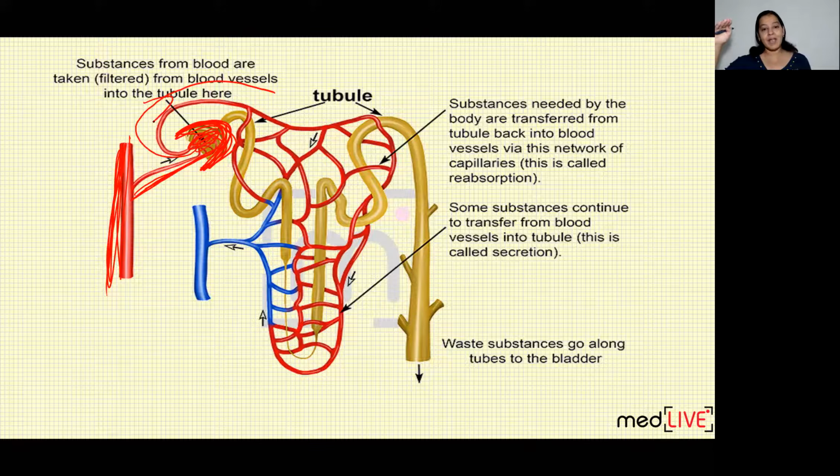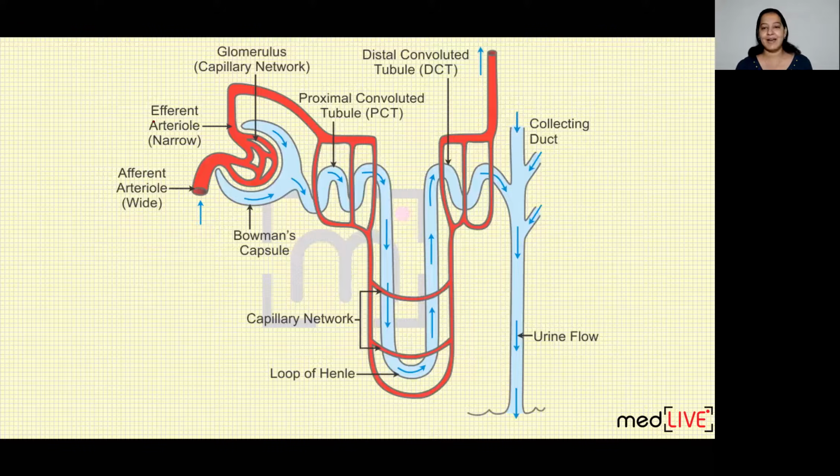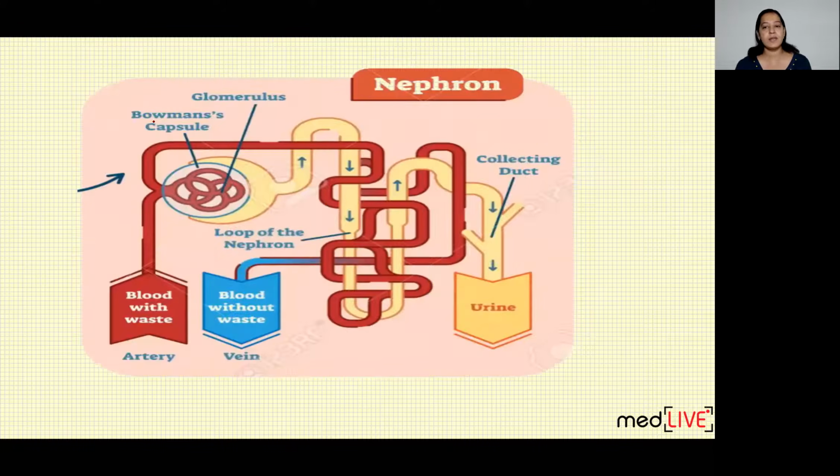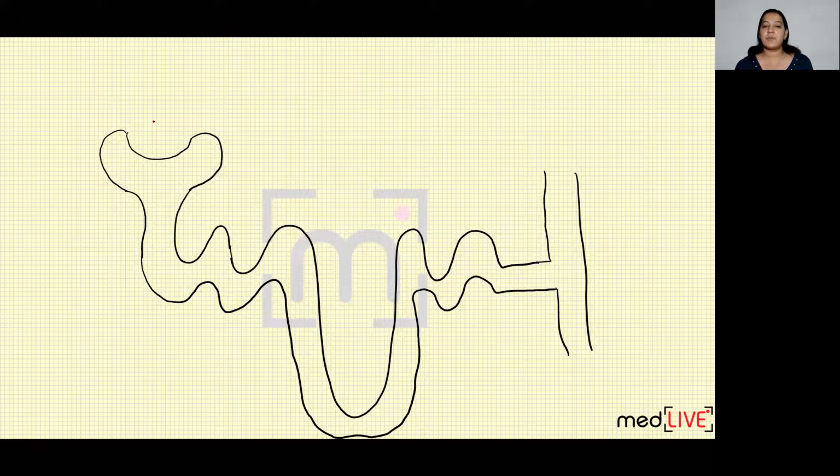Efferent arteriole is coming out, and after it, efferent arteriole is forming a bunch of capillaries over all the tubules, covering all the tubules so tightly, so packly. It is known as vasa recti or peritubular capillaries. Correct. Again, in this diagram, the same thing is shown.